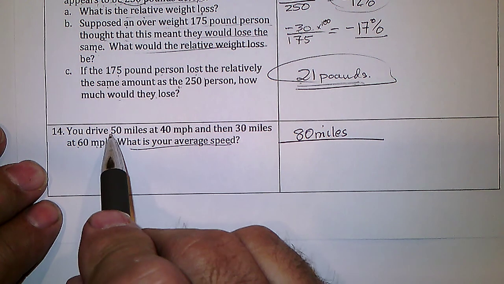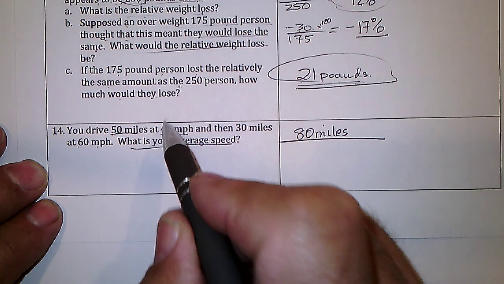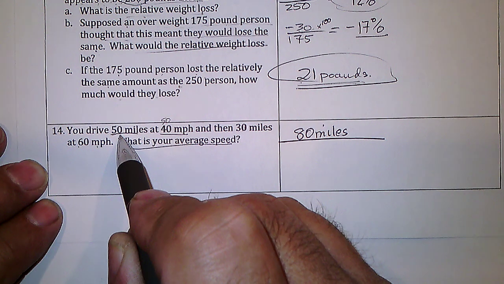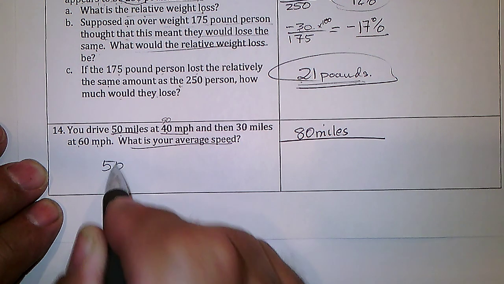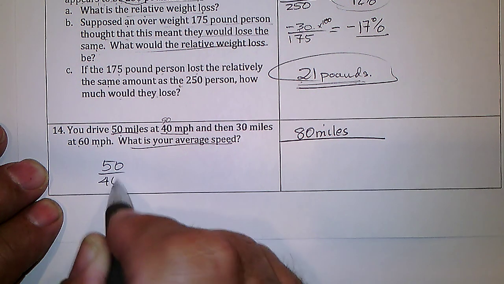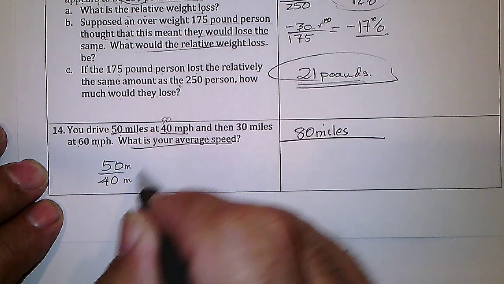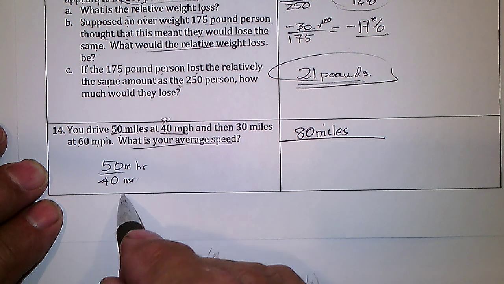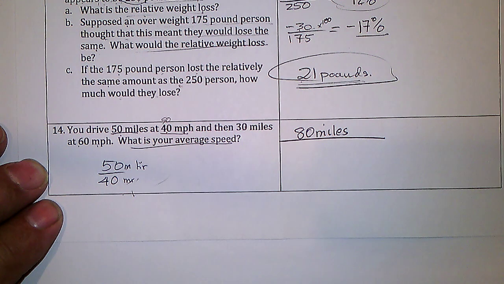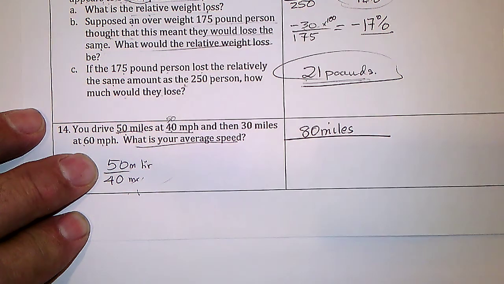So how long does it take you to go 50 miles at 40 miles an hour? Well, if it was at 50 miles an hour, it would take you an hour. At 40, it would take you longer. It's 50 miles divided by 40 miles per hour. The miles cancel, and miles per hour goes up there. And so you get 5 divided by 4 hours, 1.25 hours.